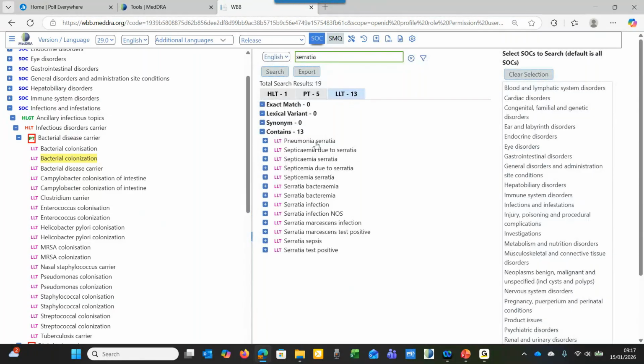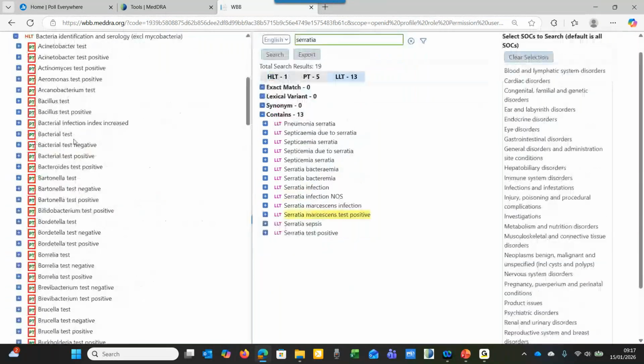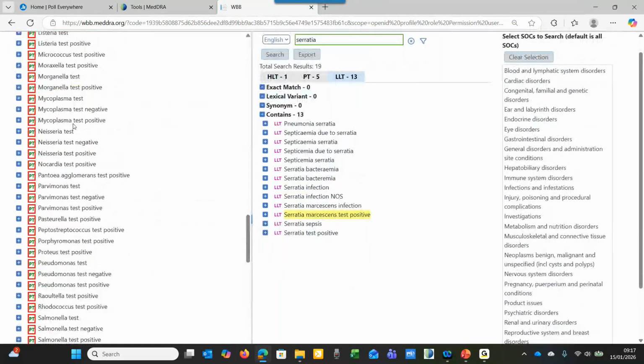So we have different infections, so pneumonia, septicemia, bacteremia. Serratia marcescens infection, but we know we're not going to code to an infection. So we're left with Serratia marcescens test positive. It's not ideal because it's not representing the colonization, but it has been done in order to find this. So that is a possibility that we could consider there for that one as well. It is an investigation term. So we'll go to the browser and we'll see it there under investigations. And there it is with other tests.